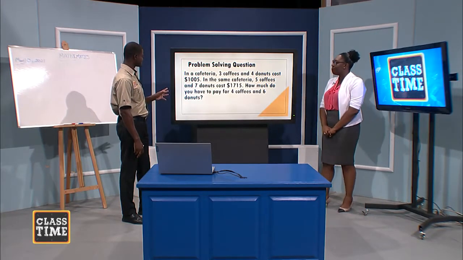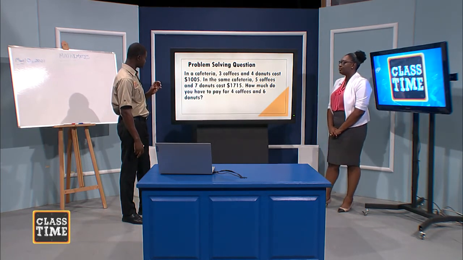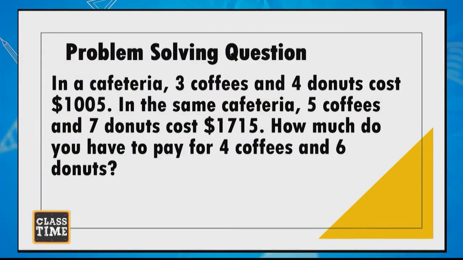But so we have read the question. What do we notice about this question? I am seeing 2 different situations. So in this case, we have systems of equations that may come out from this, because I'm seeing some common variables: coffee, donut. So both scenarios are looking at coffees and donuts, and you get the total cost, but the quantities of each item are different. So we identified a few things there.